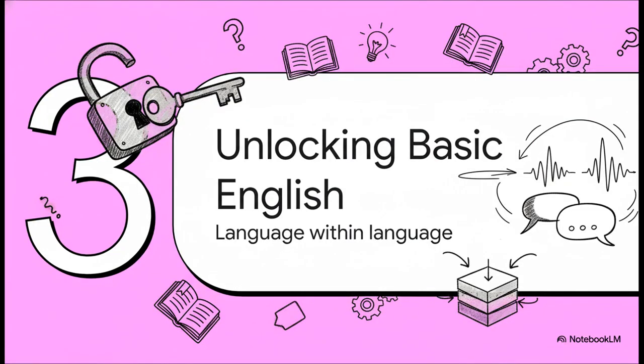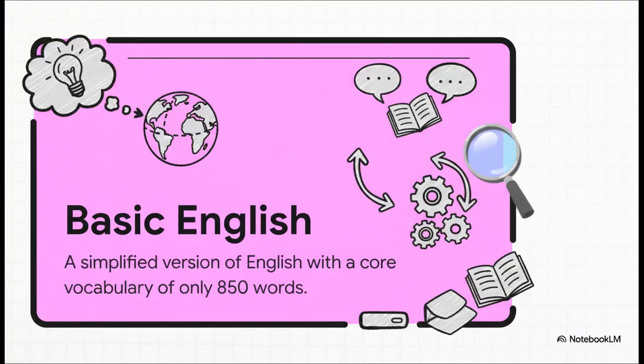All right, it's time to unlock this thing. We're about to discover a really fascinating system. Think of it like a tiny language that's built right inside the massive English language we all know. And here it is, the big idea. Basic English is a super streamlined version of the language. It's built from a core vocabulary of just 850 words. The whole purpose was to create a form of English that was incredibly easy for anyone, anywhere in the world to pick up and learn.